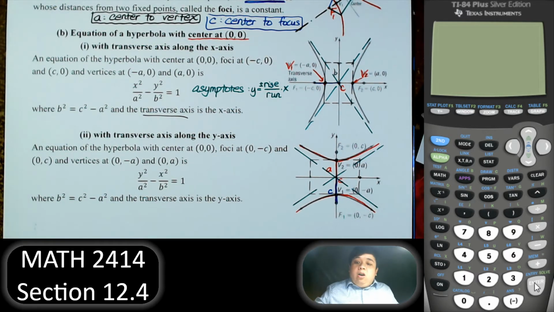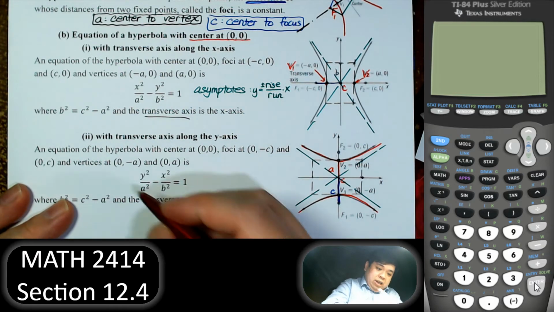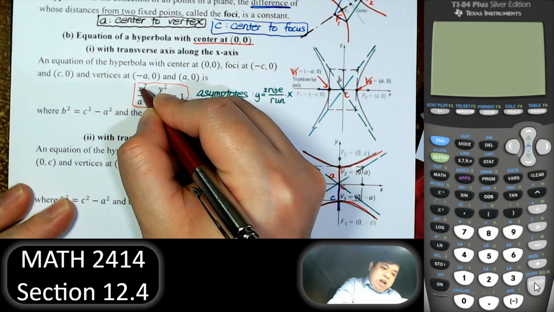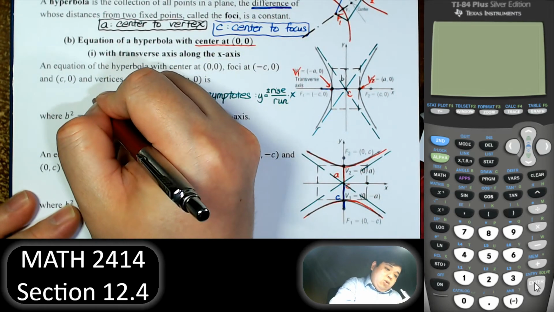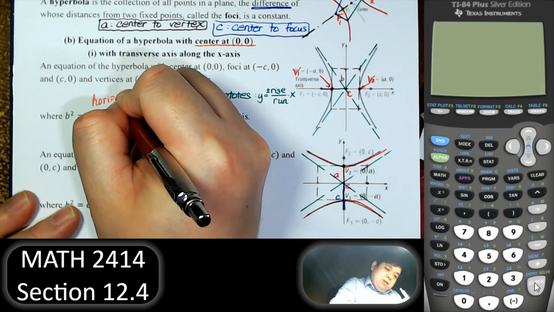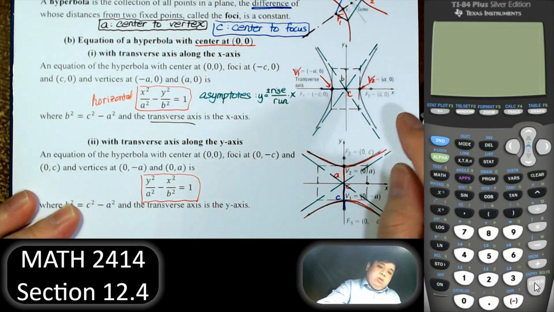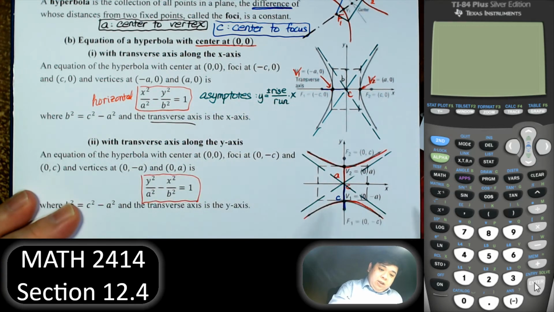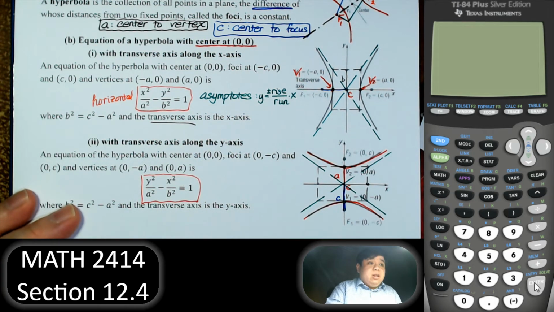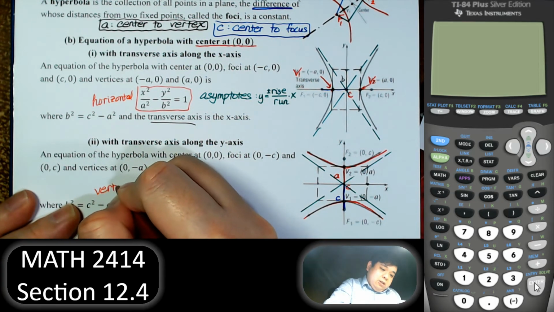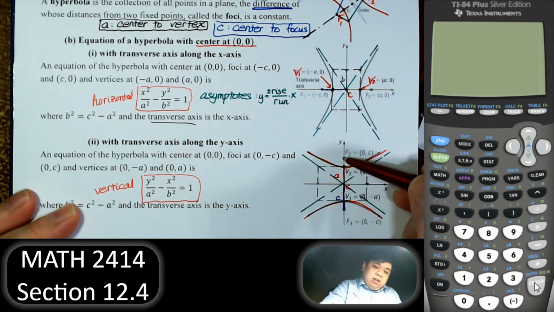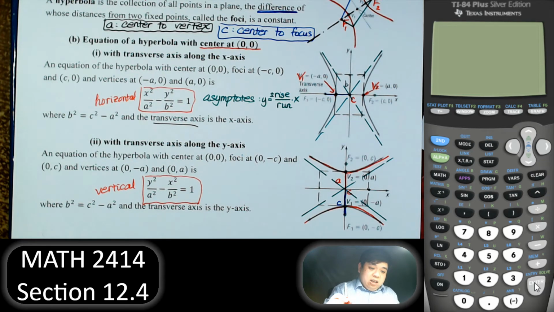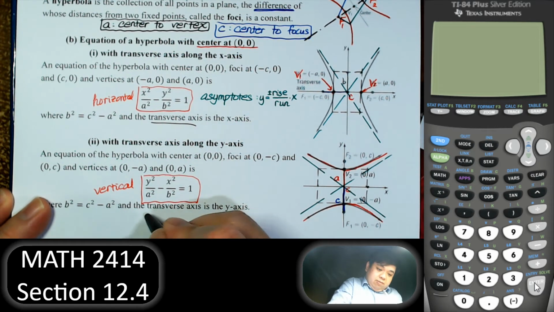Other than that, the equation is going to be in this form. If we start with x squared, subtracting, this is going to be horizontal, so the vertices, foci, and center are on the same line. If we have the y squared first, it's going to be vertical, with the vertices, foci, and center on a vertical line. And that line is called the transverse axis.